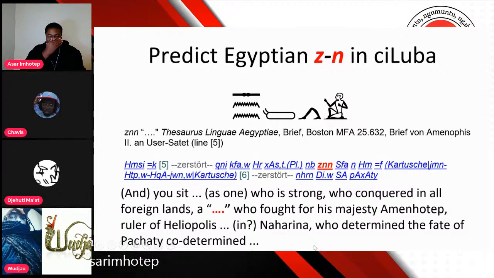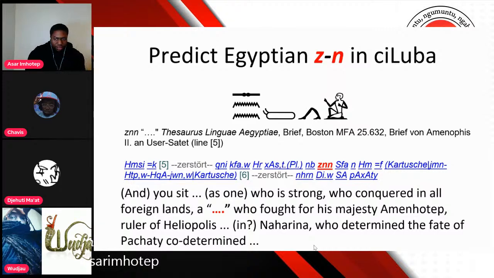So let's read the sentence here. It says, "And you sit as one who is strong, who conquered in all foreign lands, a blank, a Zen or Zenin, who fought for his majesty, Amenhotep, ruler of Heliopolis, in Naharina, who determined the fate of Pachati, co-determined." Does that give us any insight? Are y'all able to kind of guess what the meaning would be based upon its placement in the sentence?